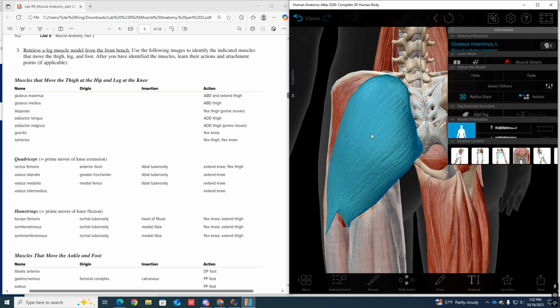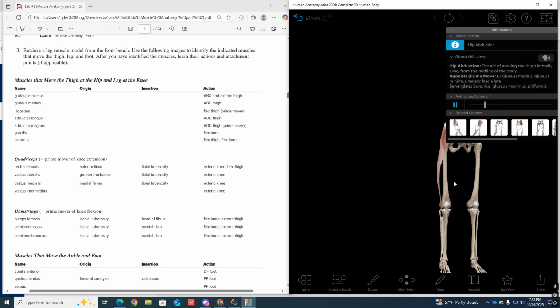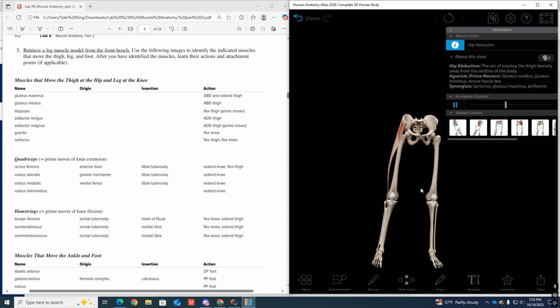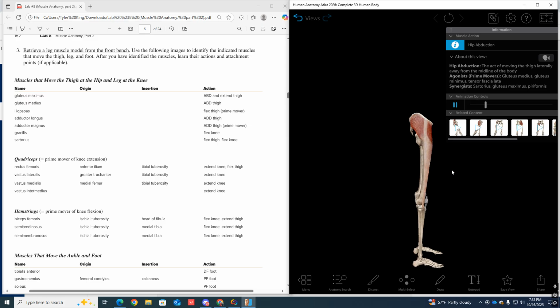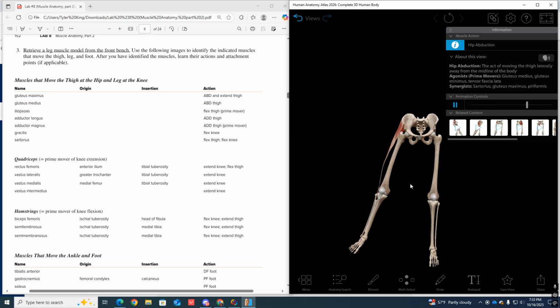So glute max, right here, huge muscle, okay? Actions, ABD, which stands for abduction. Okay, so let's see what abduction looks like real quick. So if we're looking outwards, remember, we're moving the leg further away from the midline, and that's what that guy helps us to do, okay? Abduction. So the way it pulls on the femur, it helps pull the leg further away from the midline.